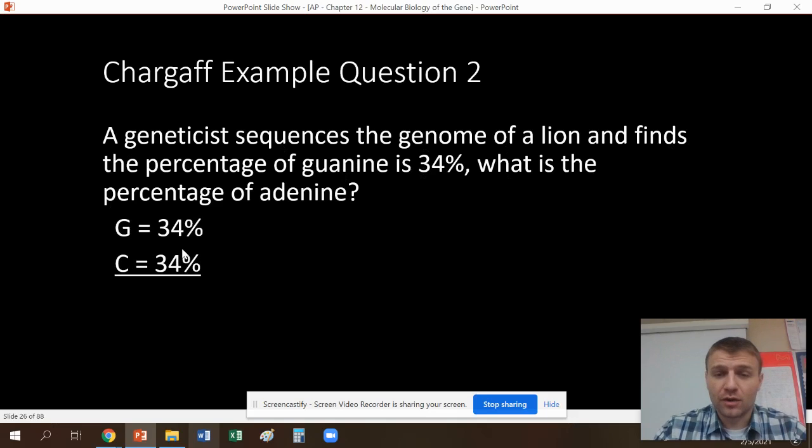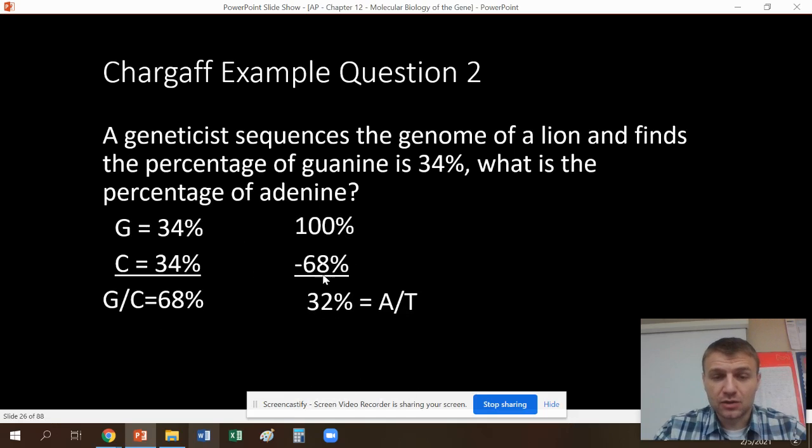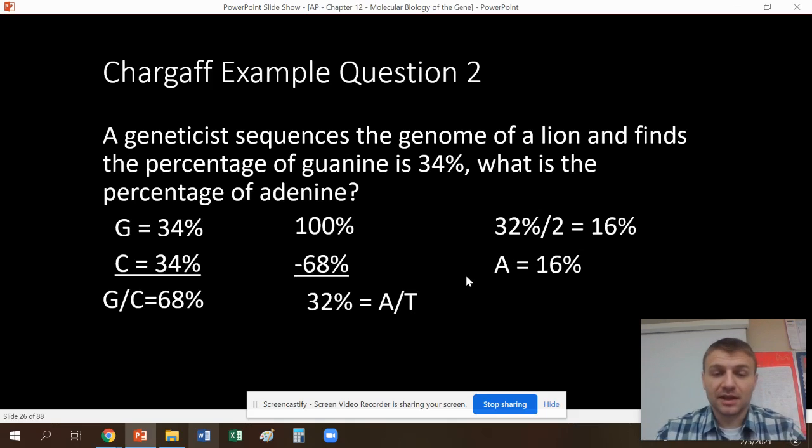You just take 34 and 34, add them together, that's 68. What's remaining after you subtract it from 100? 32, which is A and T, so then we just divide that by 2, so we have adenine, which is 16. So it's just understanding that G, C plus A and T equals 100%, and if you just do the math there, it's kind of simple. I will go over this pretty quickly in class again, but it's pretty simple math just to figure out what adenine and thymine are.